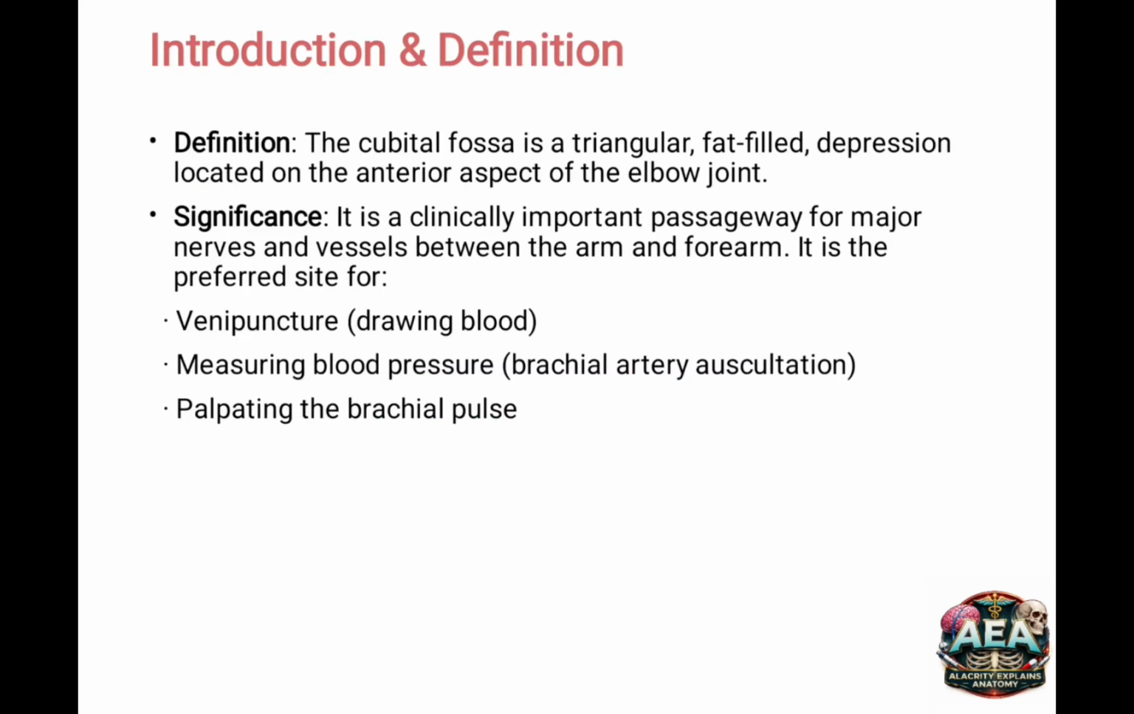So let's get to the details. What is a cubital fossa? The cubital fossa is a triangular fat-filled depression located in the anterior aspect of the elbow joint.